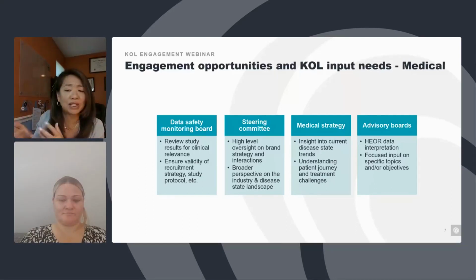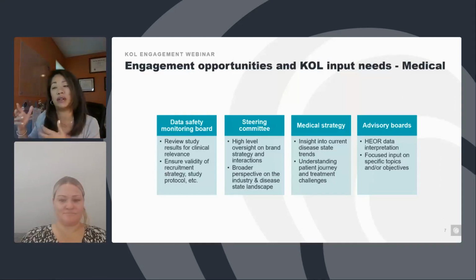I'll move to medical strategy, where you can get insights into current disease state and really understanding it, like what are some of the changes that are on the horizon, things to pay attention to, think about. What is the patient journey currently, and are there treatment challenges? Are there issues of adherence? Are there different populations that might not be being accessed or reached? Sam, right? I know you've seen and heard some of these things as well, right?